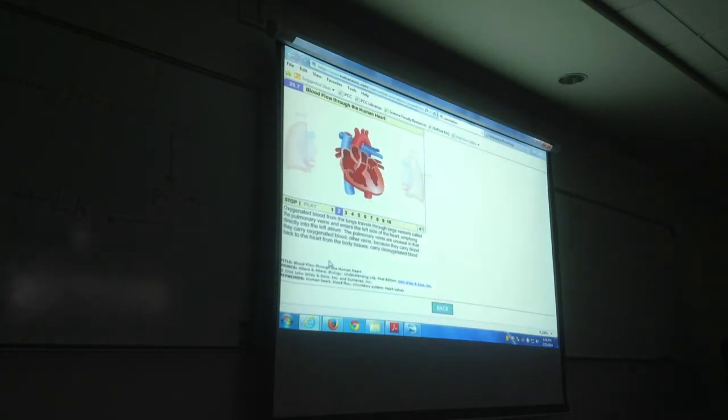Oxygenated blood from the lungs travels through large vessels called the pulmonary veins and enters the left side of the heart, emptying directly into the left atrium. The pulmonary veins are unusual in that they carry oxygenated blood. Other veins, because they carry blood back to the heart from the body tissues, carry deoxygenated blood. Remember, it's not the color or the oxygen, it's the direction. So they're still veins, and the pulmonary veins coming back from my lung into the left side that receives them.